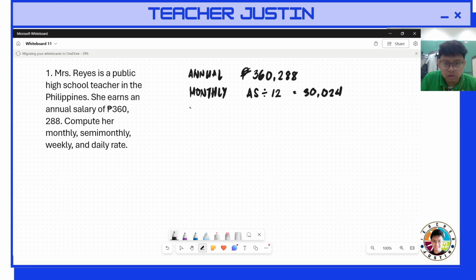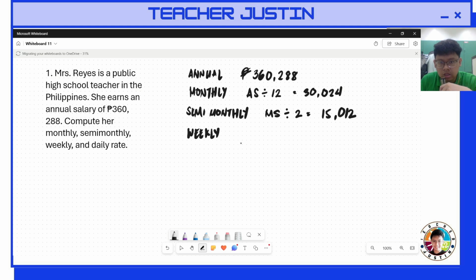Next, let's proceed to her semi-monthly. This will be the monthly salary divided by 2. So ito yung sasweldohin niya every 15th or 30th of the month. So it will be the monthly salary divided by 2. So we have 30,024 divided by 2. So this will be 15,012. Ayan.